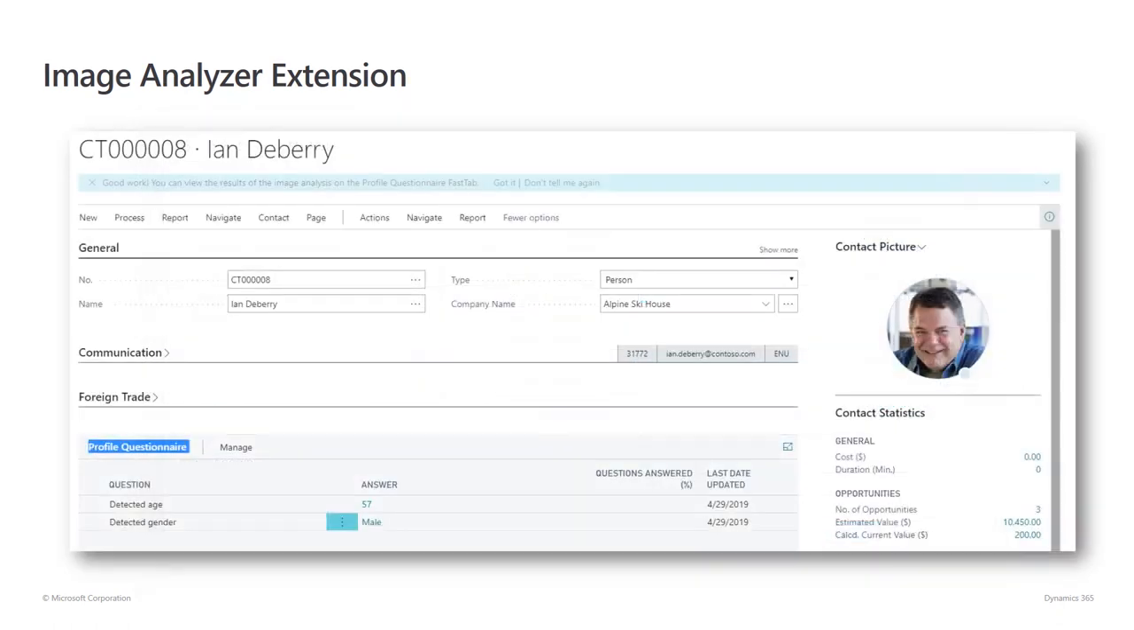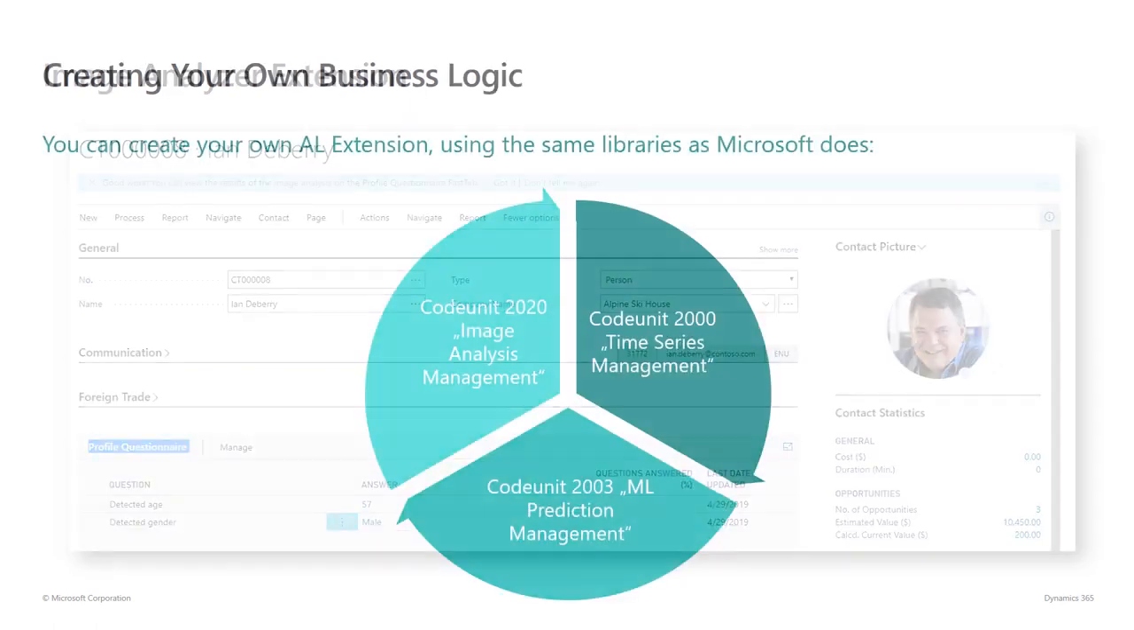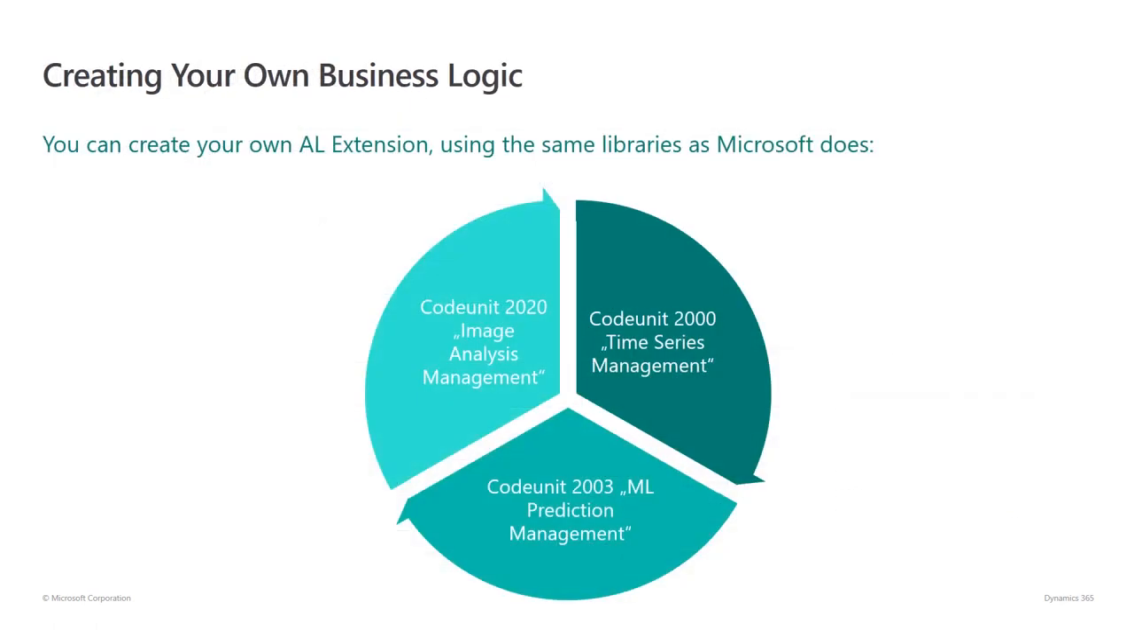Computer vision wasn't only implemented for item master data, but also for contacts, where it recognizes gender and age and puts the respective values into a profile questionnaire. Just execute the action Analyze Picture, and computer vision will do the rest. This is not where it stops.